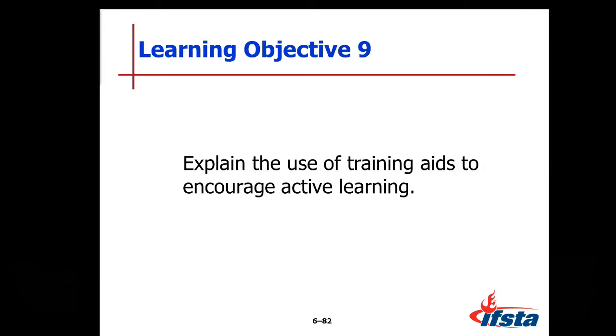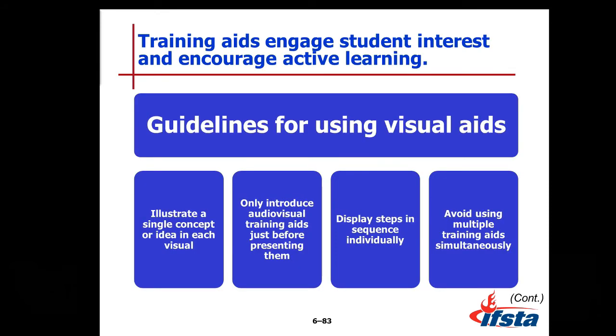Objective 9, explain the use of training aids to encourage active learning. So here are the guidelines for using visual aids. You want to illustrate a single concept or idea in each visual. That way you don't get everybody going off in 3 or 4 different directions. You do one thing at a time, one thing per image.